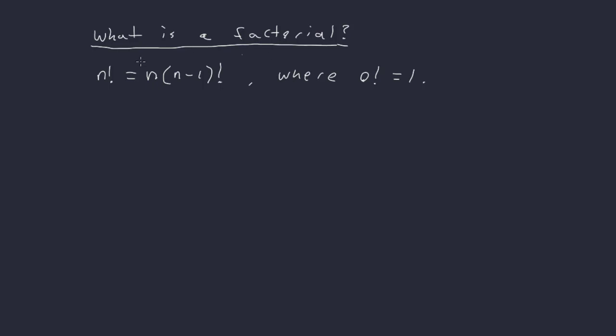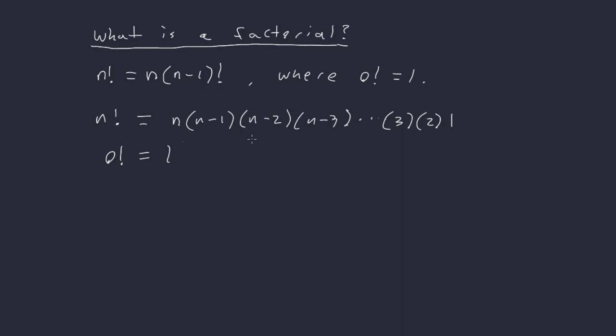Or, you can think of n factorial as basically n times every natural number below it. So it'd be n times n minus 1 times n minus 2 times n minus 3 times, let's say, 3, 2, 1. Okay? And similarly, we define 0 factorial to be 1. Now, you might wonder why 0 factorial is 1.